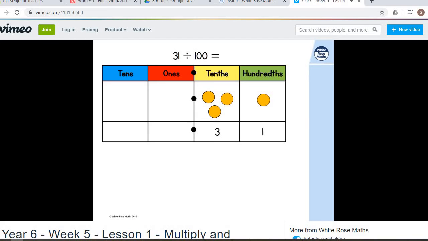So our number would be 0.31. We need to remember that placeholder in the 0. And there's our answer, 0.31.